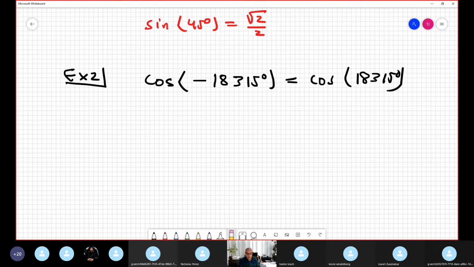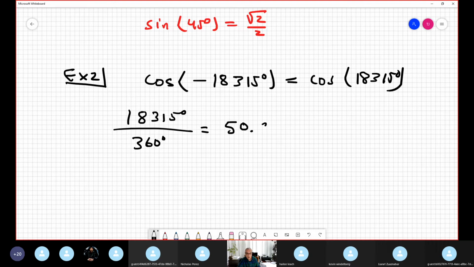Okay, so now doing it the same way. You take 18,315 degrees and divide it by 360 degrees, the degrees of one revolution. And this gives me 50.875. That means we have 50 revolutions and in the 51st revolution you stop. But where do you stop? You multiply 0.875. So you remove the whole part, take the decimal part and multiply by 360. And the answer is 315.